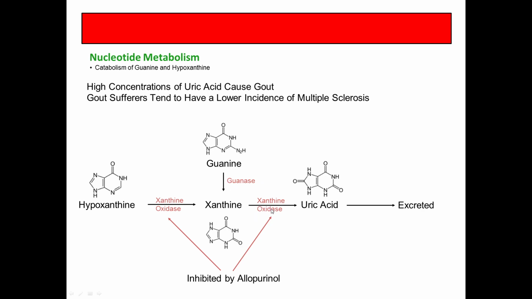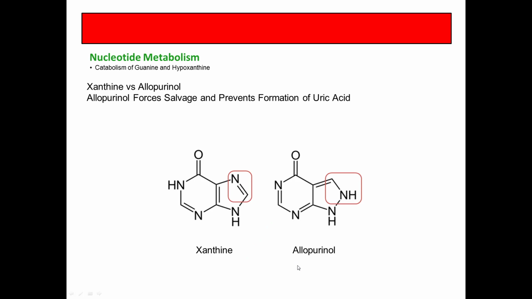Then xanthine oxidase takes my xanthine and oxidizes it one more time, all the way on the end over here, and makes what's called uric acid. And uric acid is then excreted in the urine and in feces. Okay? The enzyme xanthine oxidase is inhibited by a molecule called allopurinol. Here's a picture of allopurinol. It looks a lot like xanthine. The only difference is the nitrogens are now adjacent to one another rather than spaced by a carbon.